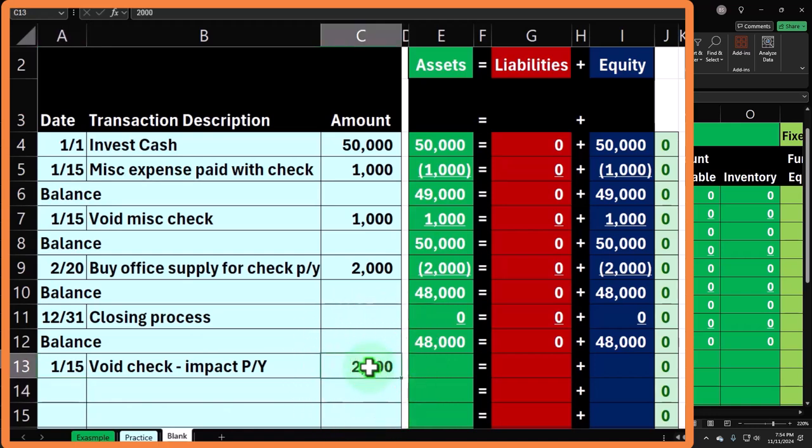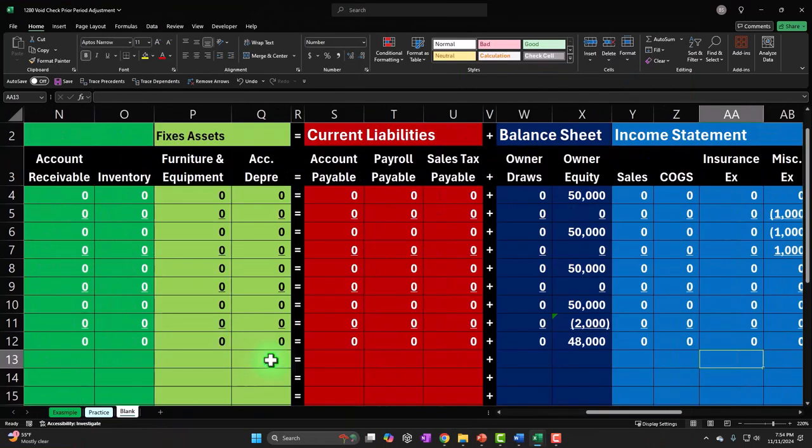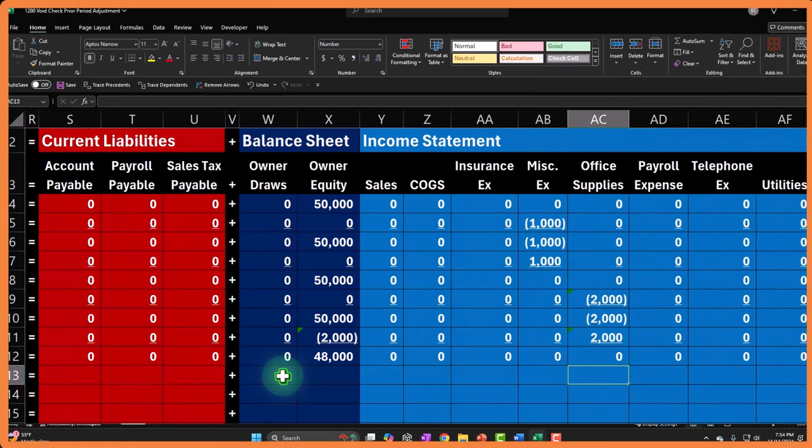So the problem is here, if I void the check, what's going to happen? Then the cash is going to go back up because the check isn't going to clear. But the other side now is going to be going into the office supplies expense. But that's a problem because we already closed out the office supplies expense last year to the retained earnings. And if we're in an income tax system like in the United States, then we would have written off the $2,000 as an expense last year, right? So we over wrote off an expense. So you would think you'd have to add it back in the current year.